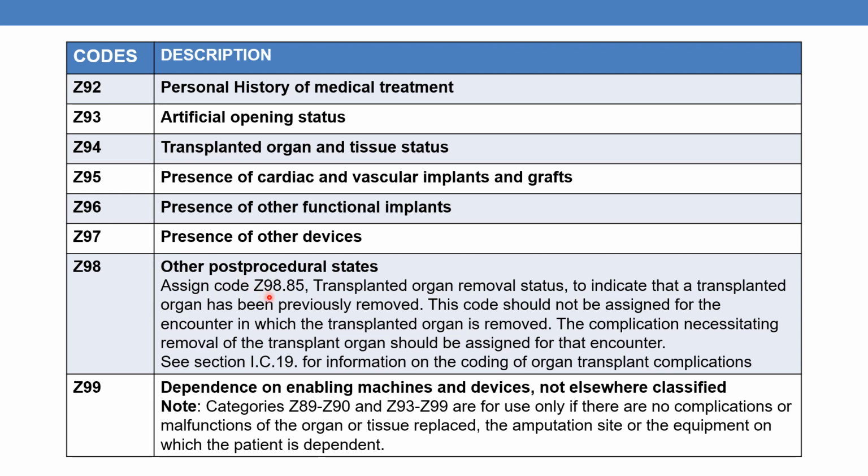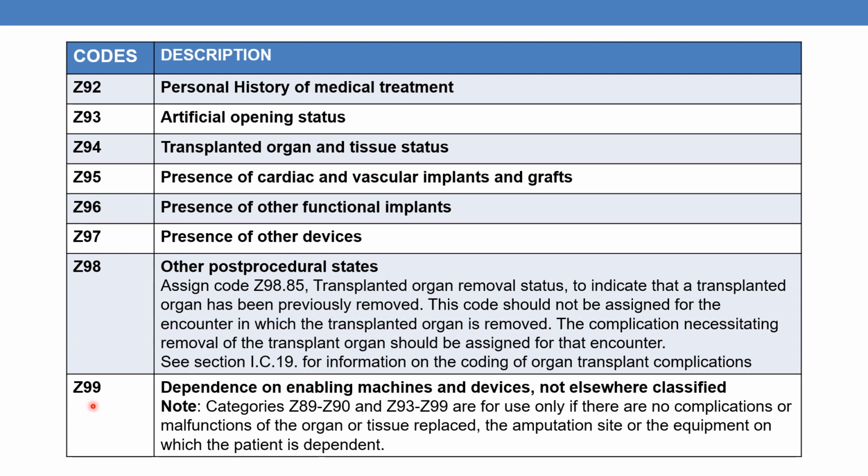Assign the code Z98.85, that is transplanted organ removal status, to indicate that a transplanted organ has been previously removed, and this code should not be assigned for the encounter in which the transplanted organ is removed. When it is currently being removed, in that encounter you should not code that. You should code Z98.85 when a transplanted organ has been previously removed, and the complication necessitating the removal of the transplanted organ should be assigned for the encounter which is mainly governing the transplanted organ removal.